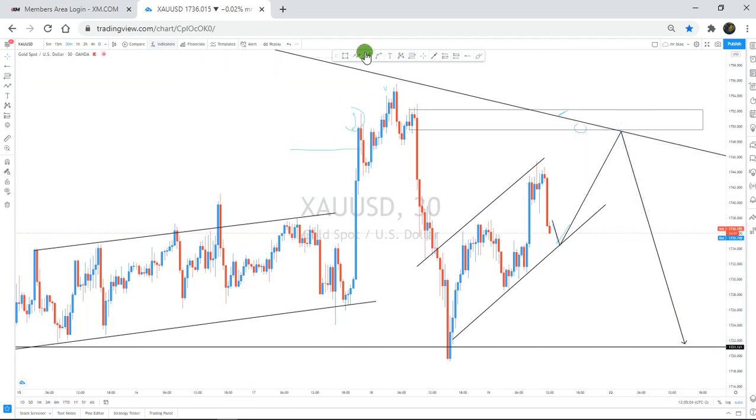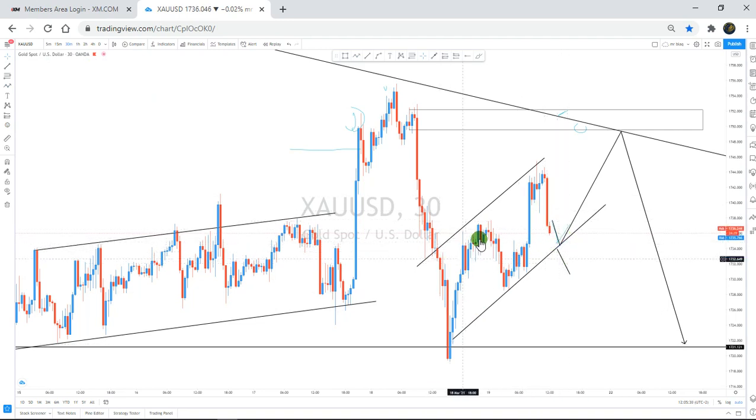But there's also a high possibility that they can just break this level, this small channel here, then go down to this level here. So this is another possibility that they can do. These are my key levels for now. I'm just going to wait and see what happens once they reach this lower trend line here.